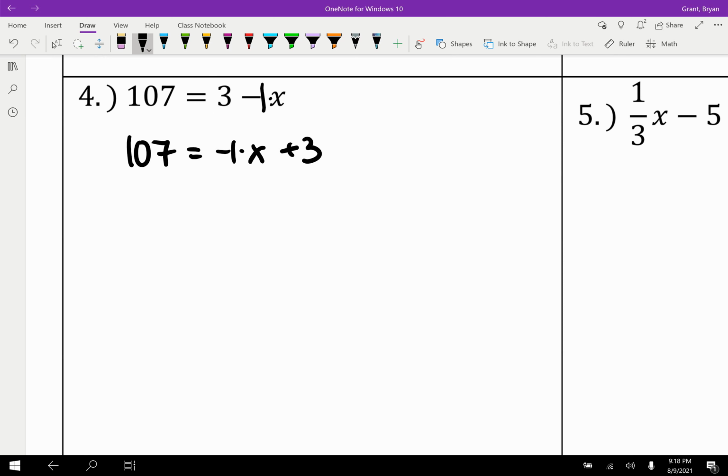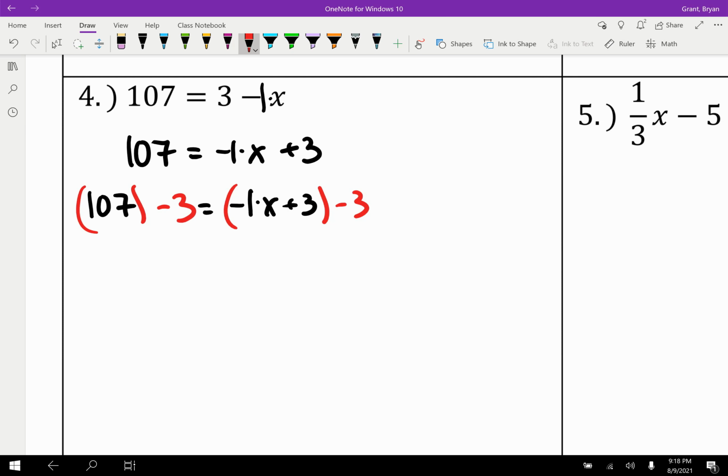All right, there are two numbers attached to x. 3 is adding, negative 1's multiplying. So let's leave a little space and think about what we need to undo. I think we need to undo adding 3 by subtracting 3. This gives us negative 1x plus 0, and on the left side equals 104. Or 104 equals negative 1 times x.